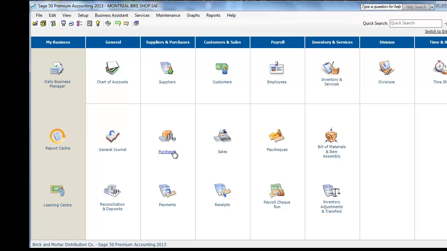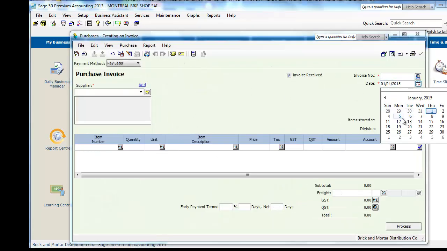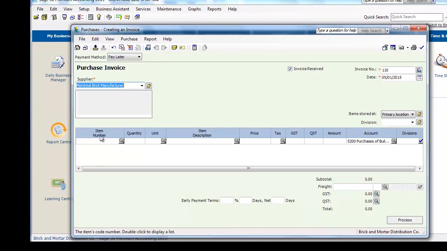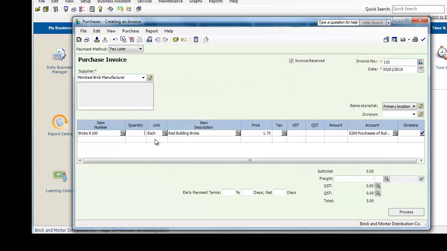The first thing I will do is record my purchase. This was purchased on the 5th of January. I'll give it an invoice number, and it was purchased from Montreal Brick. The same type of brick, and the amount that we bought was 200,000 units. Here we go. At a total purchase price of $2. The prices keep increasing. Total purchase amount 400,000.